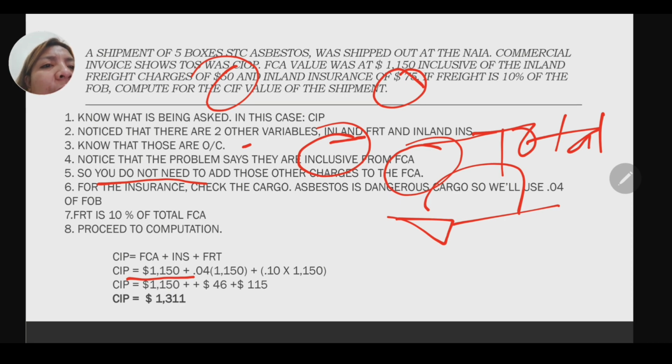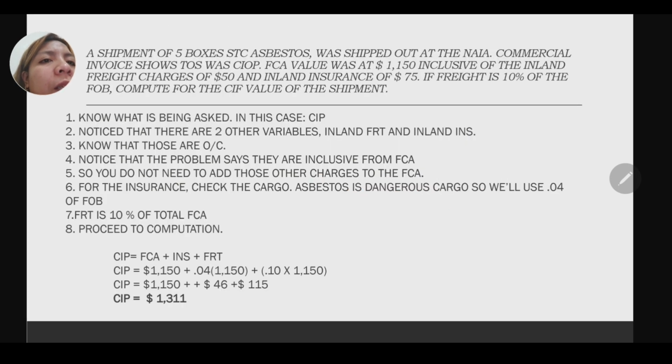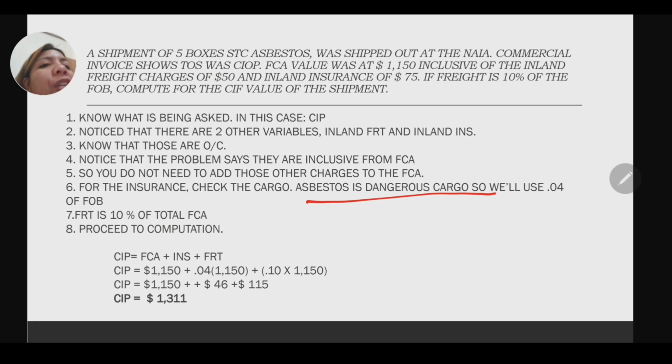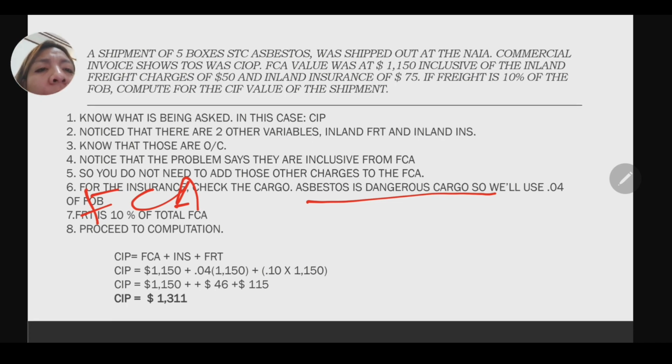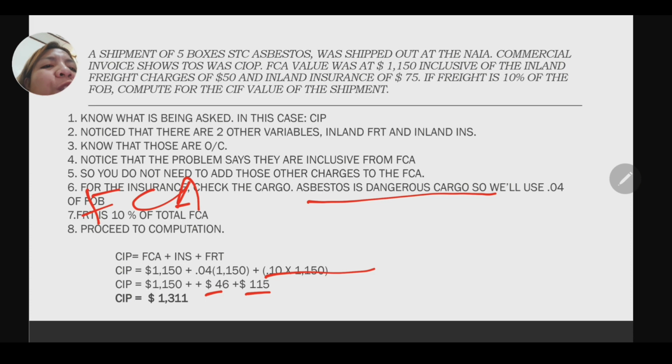It says here also that the cargo is asbestos, and we all know that asbestos is a dangerous cargo. So in this case, we're going to use 0.04 of your FCA. 0.04 times 1,150, you'll get $46 for your insurance. Then the freight is 10% of FCA, so you multiply 0.10 by 1,150 and you'll get 115 US dollars for your freight.